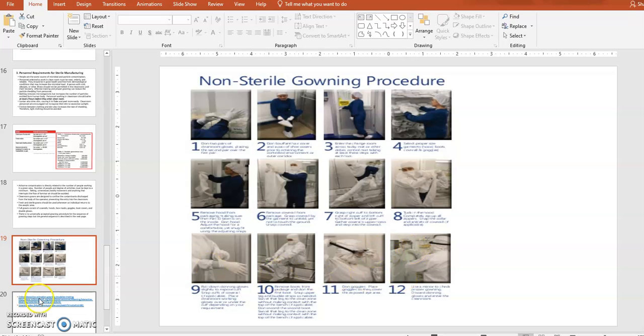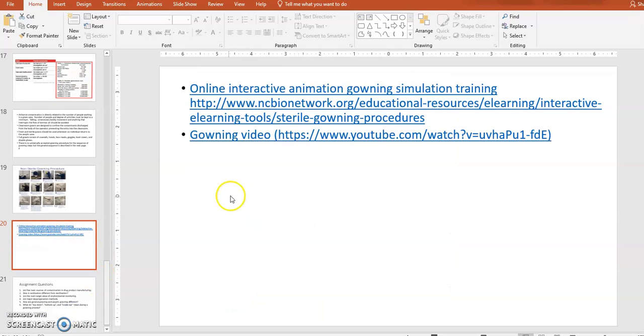So that's the order. If you have not looked at the gowning process, there's an online interactive animation of gowning simulation. If you go into the NC BIONet website, do that e-training, and there's a gowning video, about 15 minutes long. Take a look at that. I don't know if this gowning simulation gives you a certificate. If you get a certificate, submit that. I'll maybe give you 5 points for that.